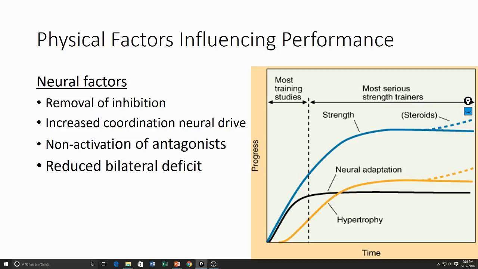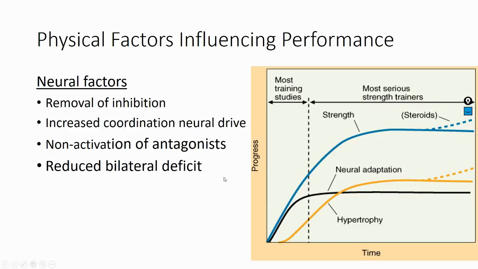So the major neural factors which change within the first few weeks and months of lifting, or really doing any physical activity, but lifting's what we're talking about with muscle, are removal of inhibition, increasing coordination and neural drive, reducing or non-activation of antagonists, and reduced bilateral deficit. So let's talk about those individually.